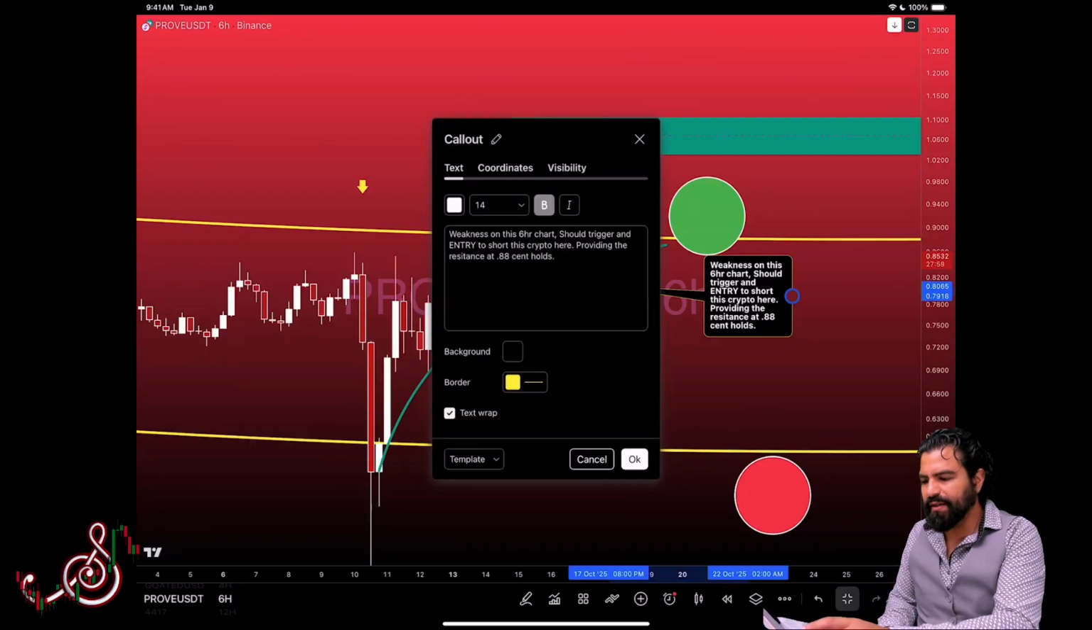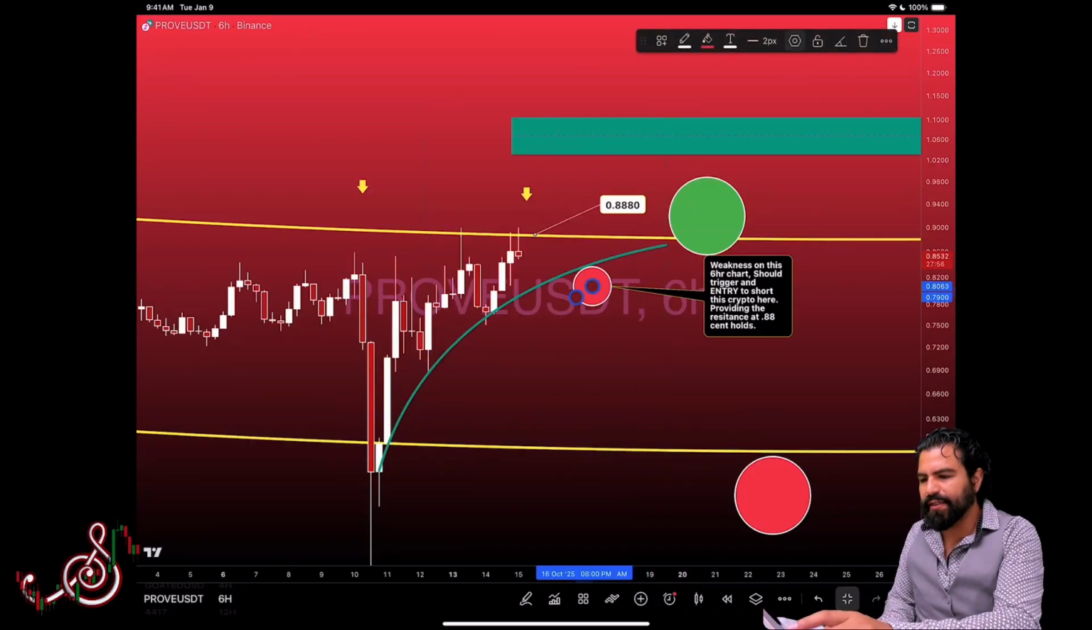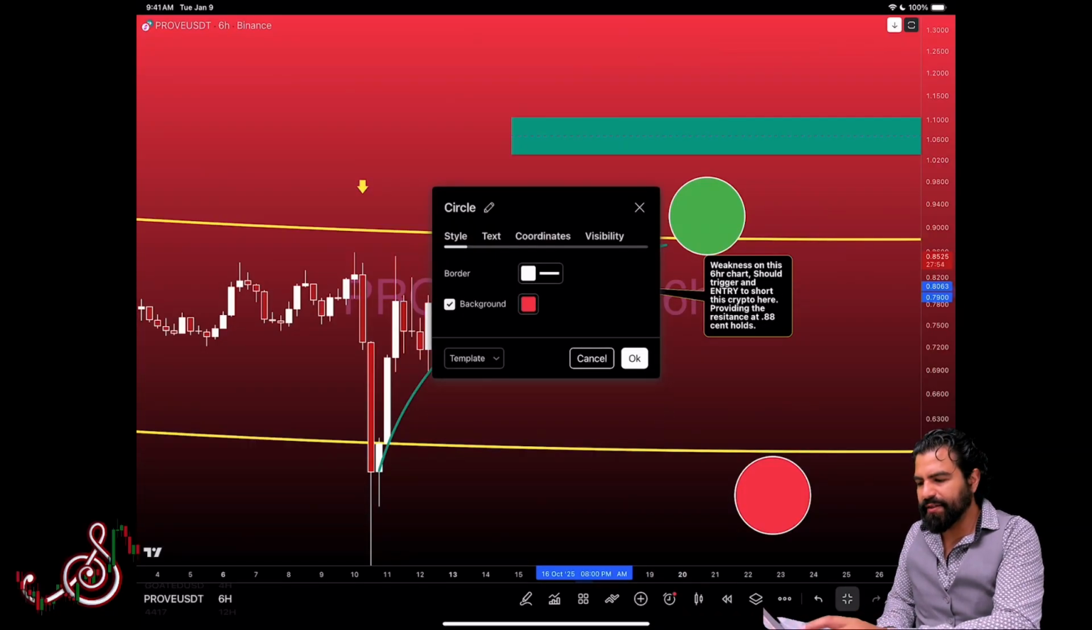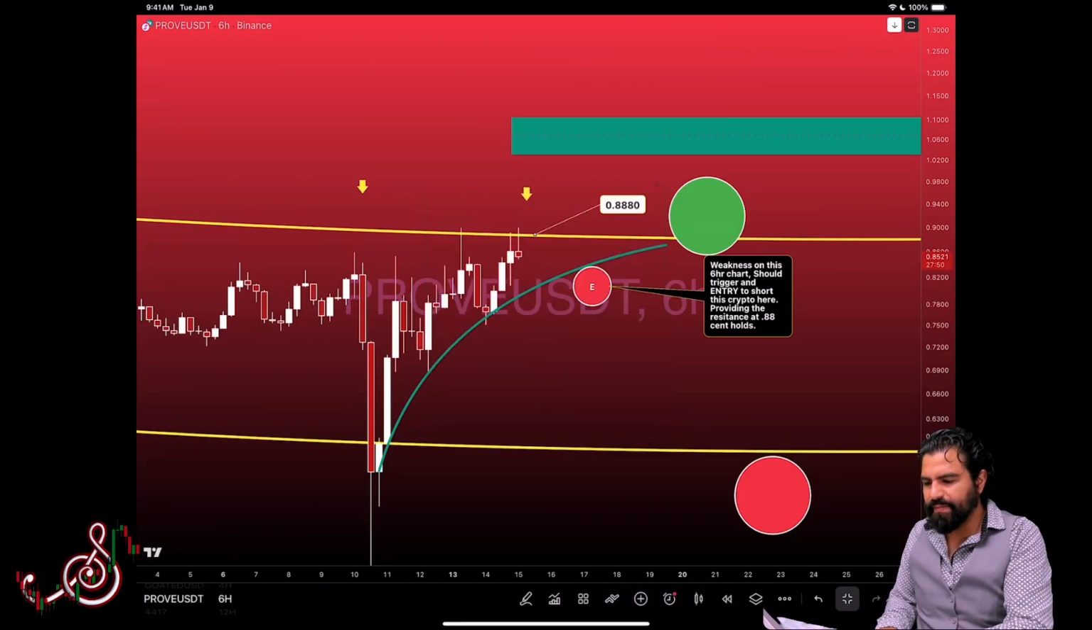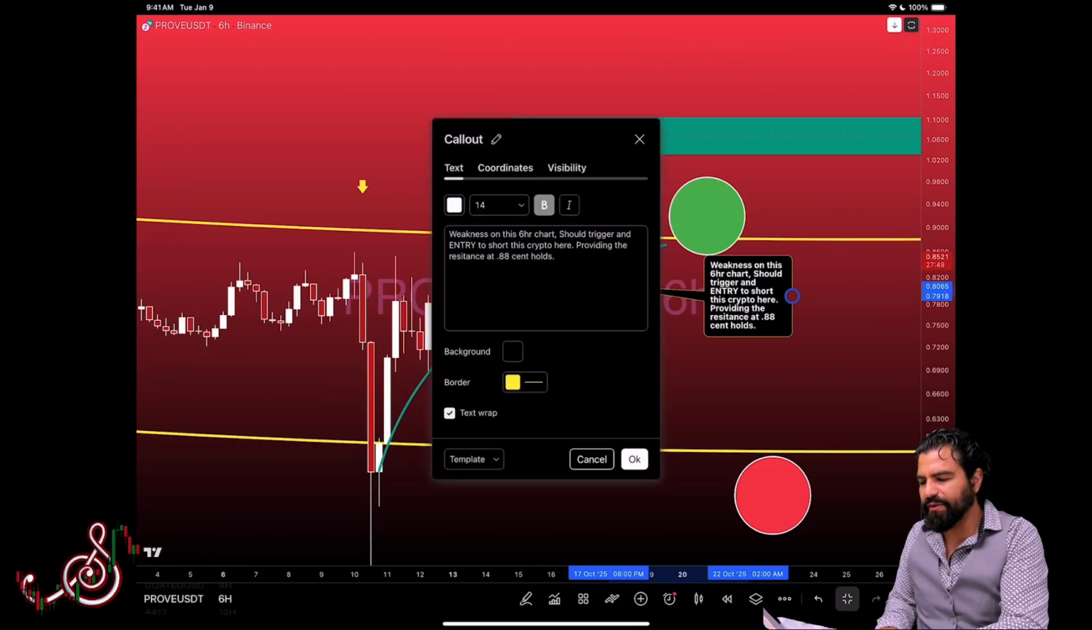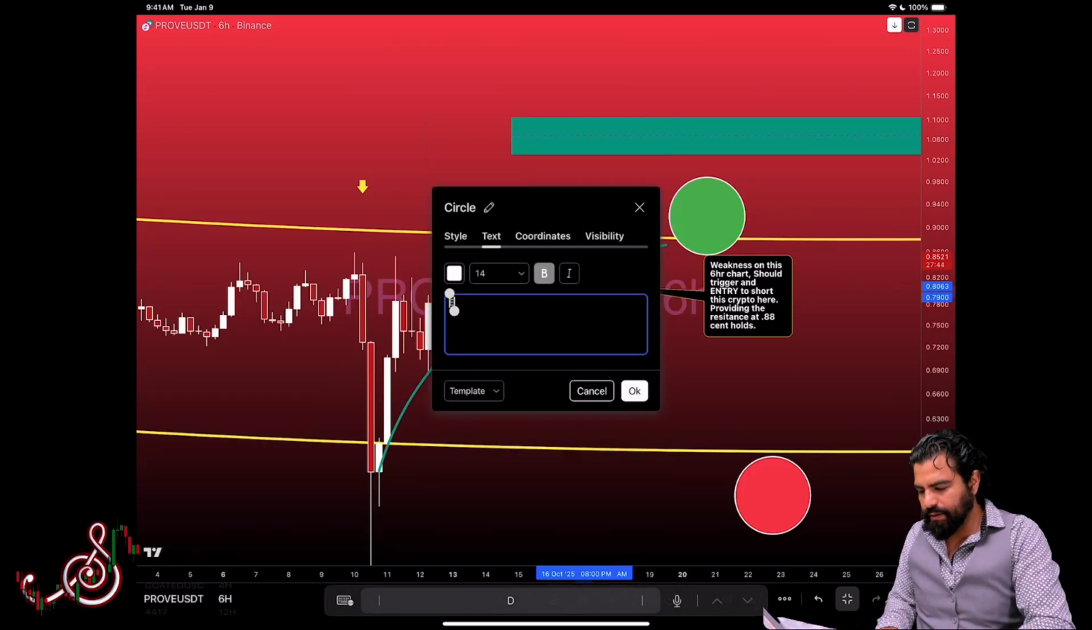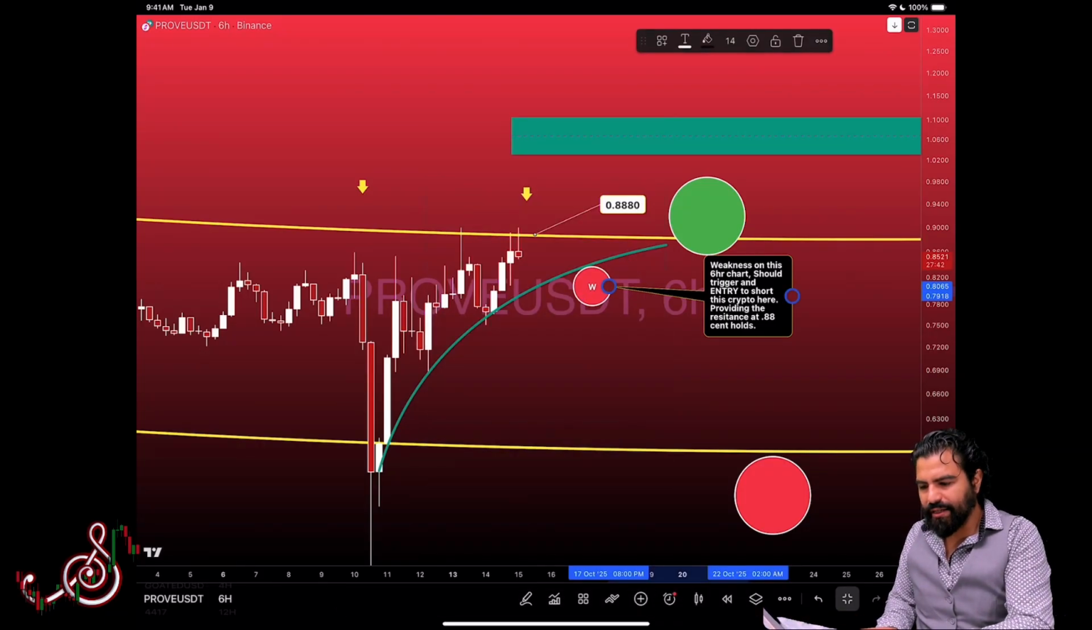So I'm going to put a little W in this box just to keep things a little bit more coherent for everybody. You understand what I'm doing. W for weakness. Now this trade has not yet triggered.